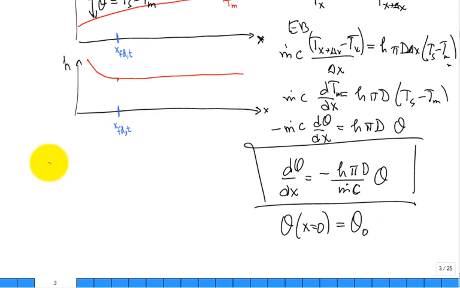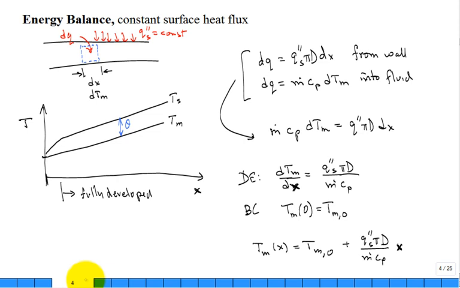What is my analytic solution? Theta is equal to theta naught e to the minus h pi d divided by m dot c, x. Oh, I messed that up. Let's put h pi d divided by m dot c x. There. Does that look okay? All right. I can see I'm not going to get to the second problem that I wanted to get to today.